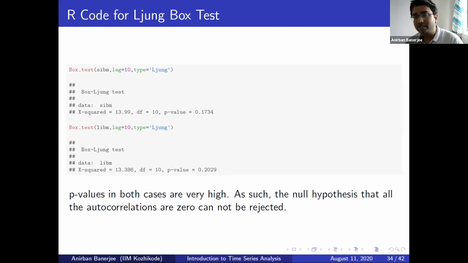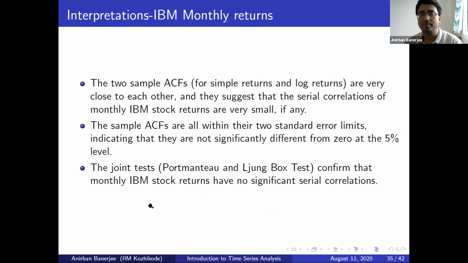So the IBM series, what do we know so far? This is a monthly IBM series we are talking about. We have statistically tested that the mean is not 0. The mean is statistically different from 0. There does not seem to be any serial autocorrelation present in this data. These are the interpretations we have made from this data so far.